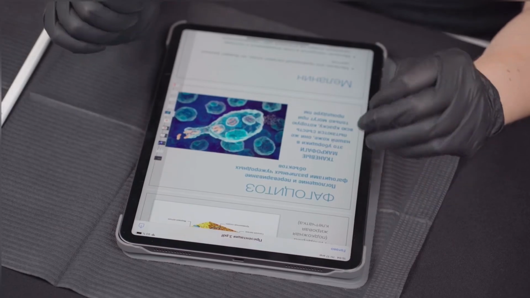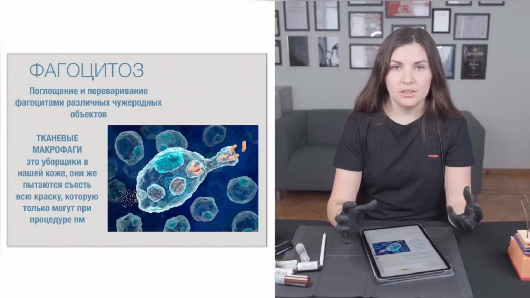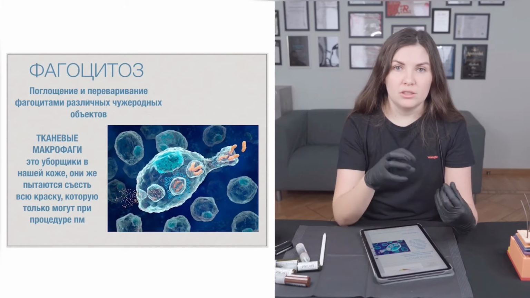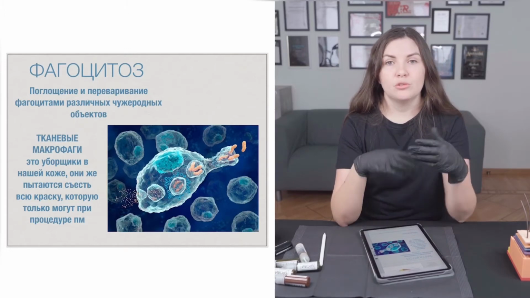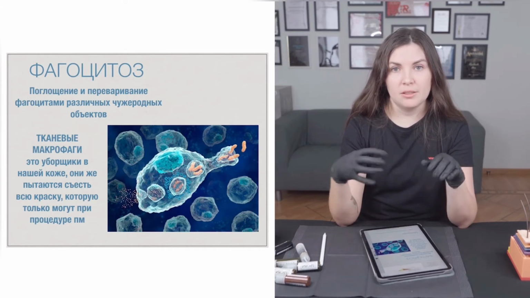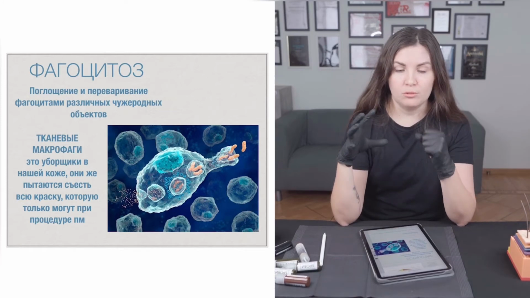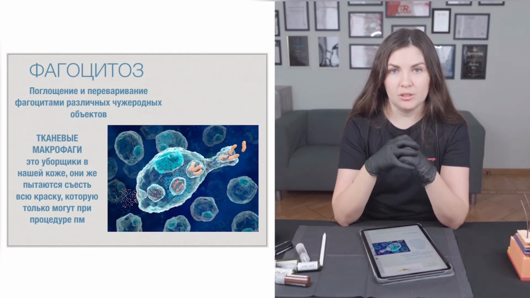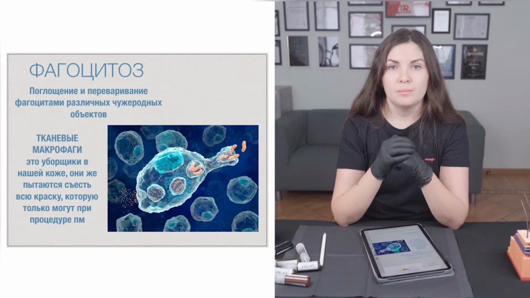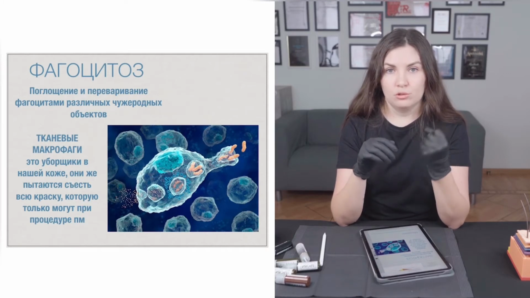Now we will talk about phagocytosis. What is phagocytosis? It is the process of absorption of paint that we deposit by macrophages and the digestion of these paint particles. This is how every tattoo process happens. We deposit pigment inside the skin, it becomes inflamed, macrophages come, roughly speaking, this is our pigment, they absorb this pigment and start digesting it.